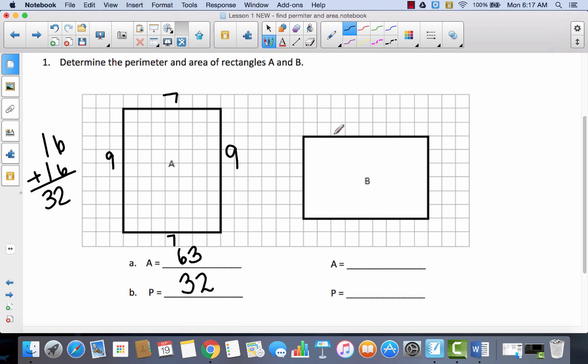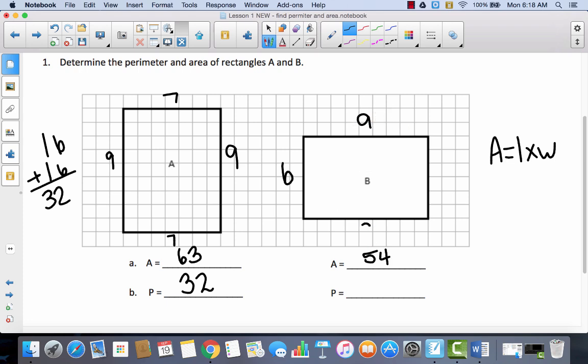Now on this box you can see they did not show you all the boxes on the inside. That's because they want you to use the formula. The formula of area is going to be length times width. So let's see what the length is, or the width, excuse me. 1, 2, 3, 4, 5, 6, 7, 8, 9. And 1, 2, 3, 4, 5, 6. So again, area equals length times width. So we have to know what 9 times 6 is. Well, 9 times 6 is 54.